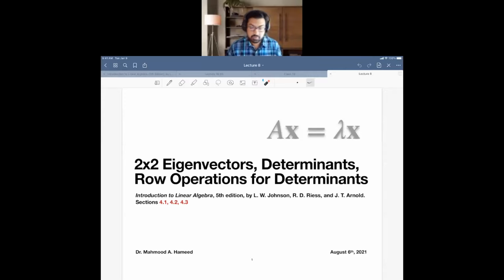Okay, so let's go ahead and get started with lecture 8. We'll be moving on to chapter 4 of the textbook, dealing with sections 4.1, 4.2, and 4.3 of the text today.